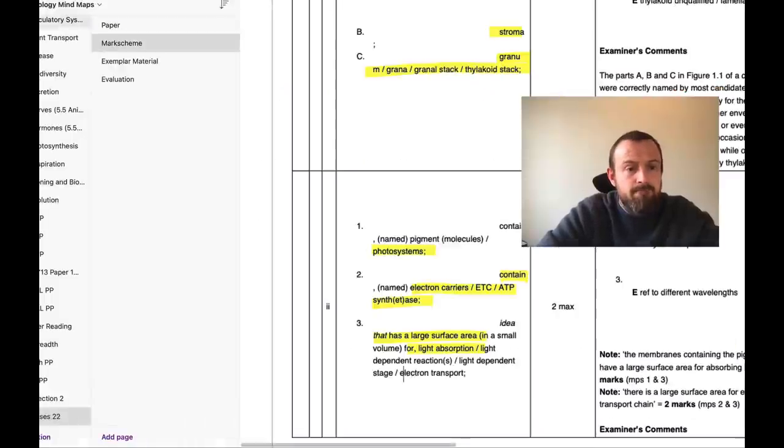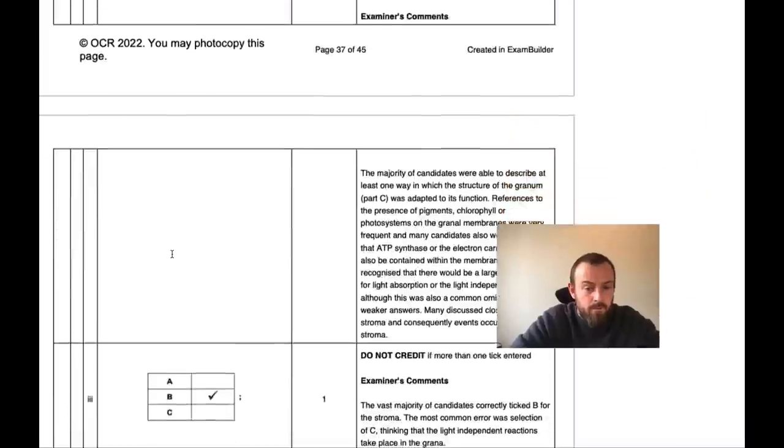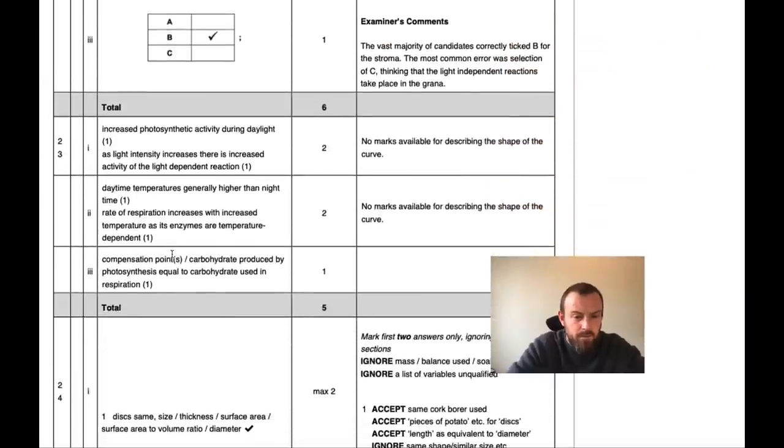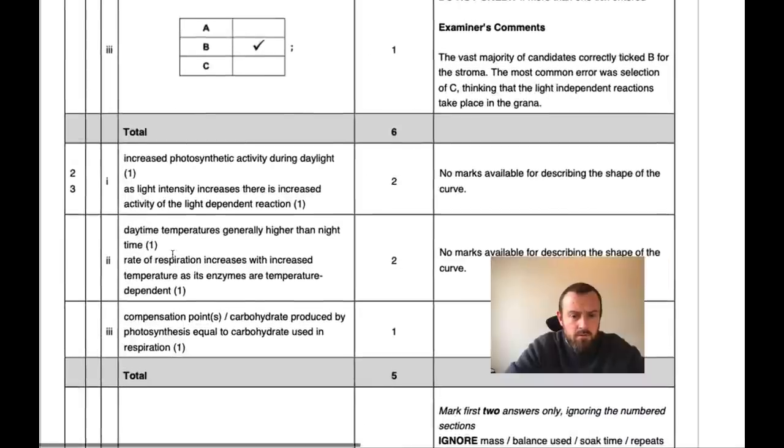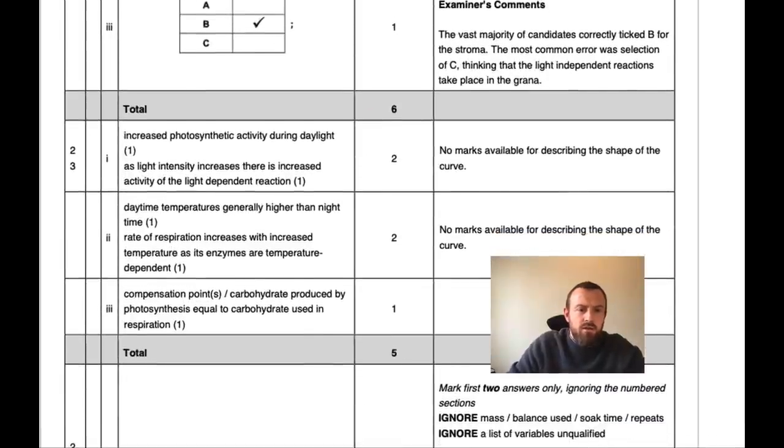Mark scheme. Here it is. I've pretty much talked you through it, so have a little look if you need to. Pause the video here. This was the photosynthesis one. This was the respiration one. And this is actually the mark scheme for the next question. The answer is compensation point. Pause if you need to. And now we're going to move on to the next question.